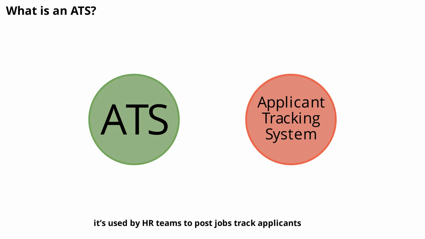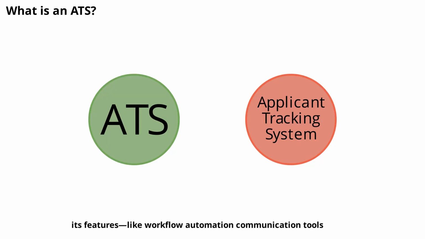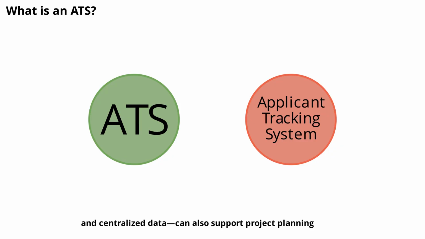Traditionally, it's used by HR teams to post jobs, track applicants, and manage candidate data. However, its features like workflow automation, communication tools, and centralized data can also support project planning. By leveraging an ATS, you can assign tasks, monitor progress, and keep all project-related documents in one place. This makes collaboration smoother and ensures everyone stays on the same page. Let's see how you can adapt an ATS for your project planning needs.